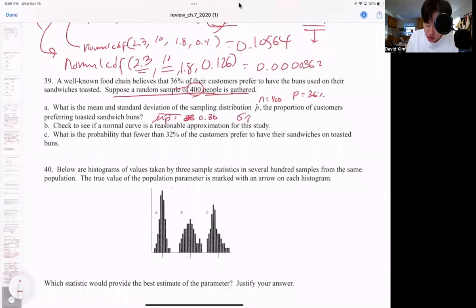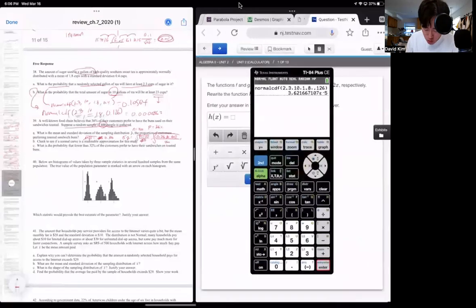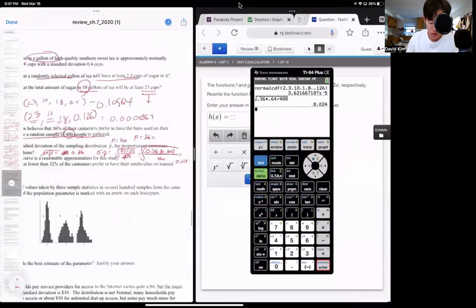And the standard deviation of the proportions would be the square root of p times 1 minus p over 400. 0.36, 0.64 over 400. You multiply those two, you square root the whole thing. So let the calculator do the work for you. Square root of 0.36 times 0.64 divided by 400. And what do you know? We get 0.024 for that one.